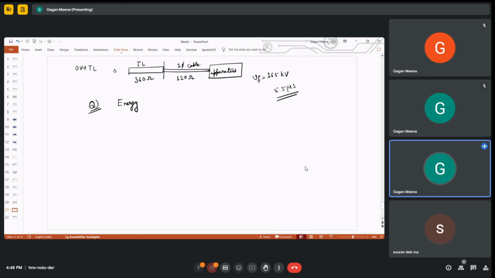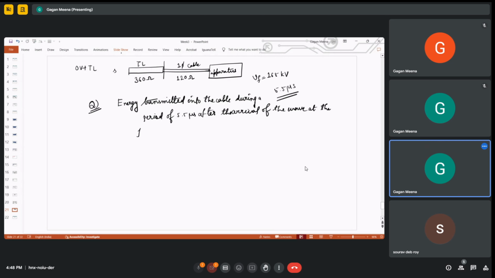So we want to find out the energy transmitted. The question is to find out the energy transmitted into the cable during a period of 5.5 microseconds after the arrival of the wave at the junction. Okay, so this is the question.